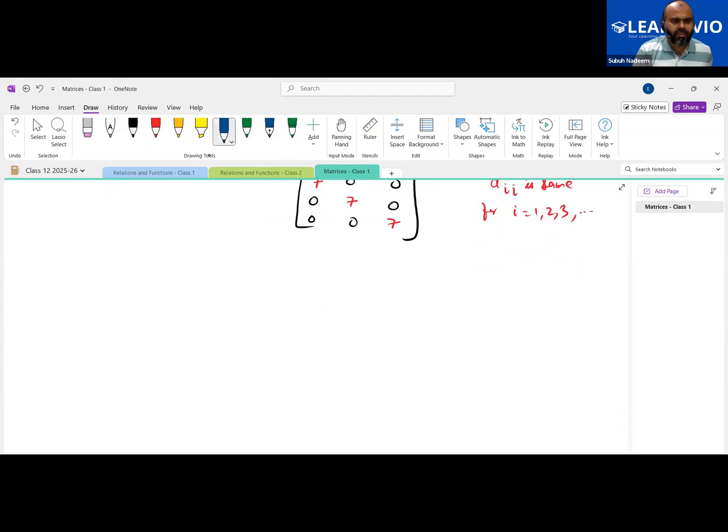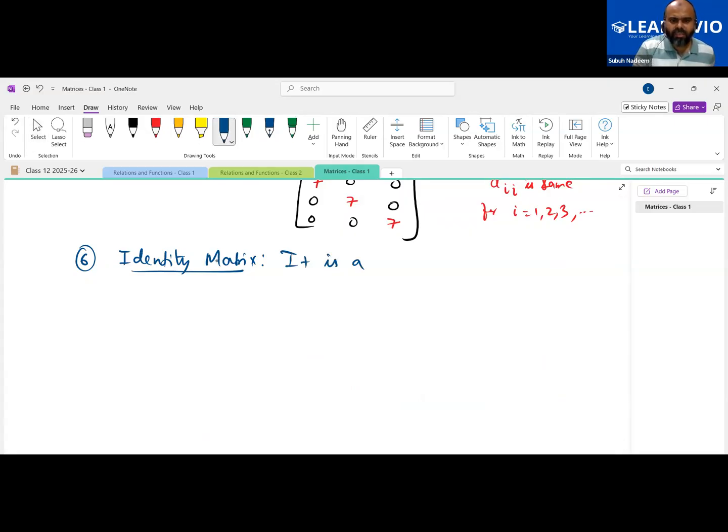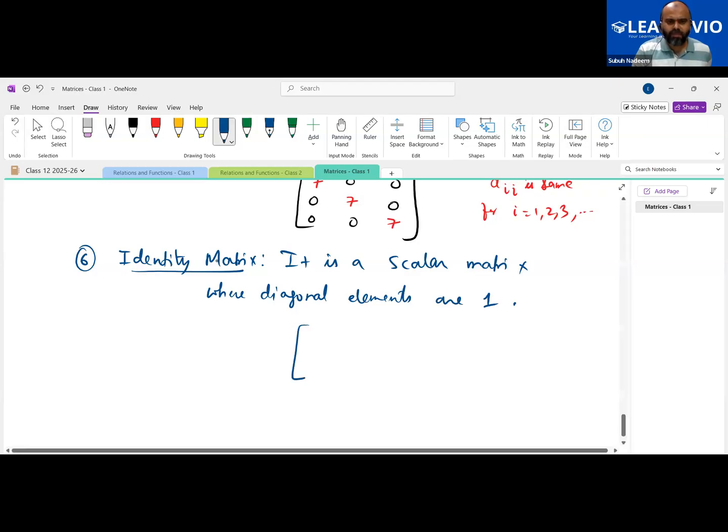Another type of matrix is called the identity matrix. It is a very important matrix. You will come across the identity matrix a lot. The identity matrix is further a special case of a scalar matrix. So it is a scalar matrix. In a scalar matrix, the condition was that the diagonal elements are same. Here, diagonal elements are of course same and are equal to 1.